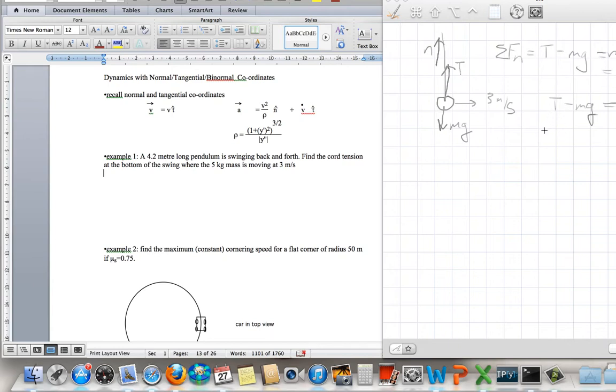We want to find the cord tension. It's a 5 kilogram mass. It's moving at 3 meters per second. And the length of the cord is 4.2 meters, so that'll be the radius of the circle. So this expression here will give you the tension.